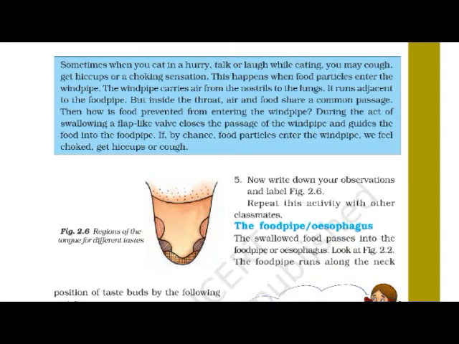You can just take the guidance on page number 15. They have shown the figure of the tongue, with regions of the tongue for different tastes. You use this figure for conducting this activity. Now, this activity is very important.